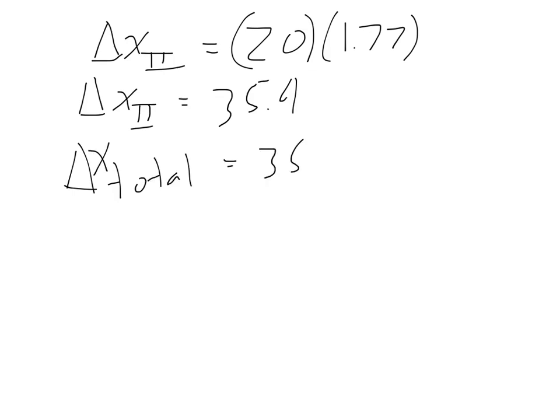Now we add the two legs of the trip to find the delta x total. That's going to be 35.4, there's my cat about ready to jump on me, plus 17.7, and we get a delta x total for the entire trip of 53.1 meters.